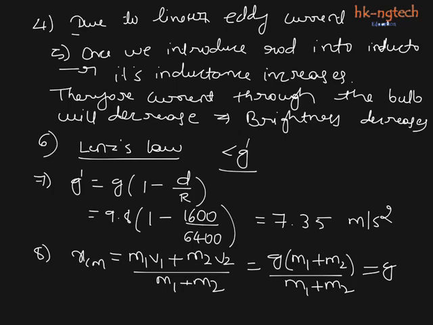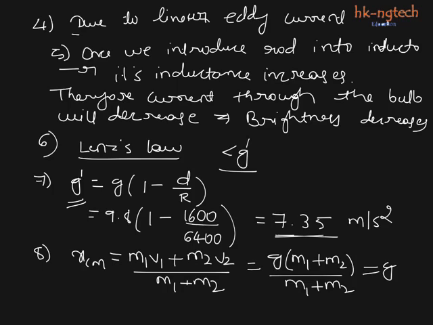Next question, 7th one. The value of the acceleration due to gravity at a depth of 1600 km is equal to. For this we have the formula: G bar, I mean the new acceleration due to gravitation, is equal to the acceleration due to gravitation G into 1 minus D divided by R, where D is the depth and R is the radius of the earth. If I substitute the values of G, D and R, I will be left with 7.35 meter per second square. That is the answer.